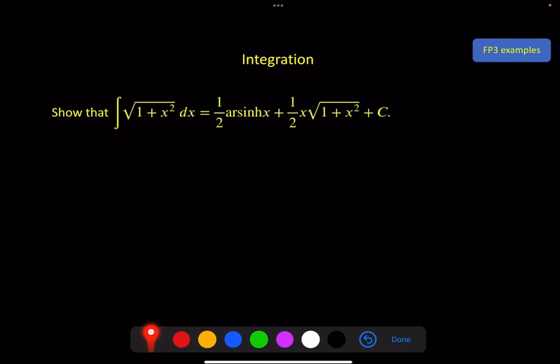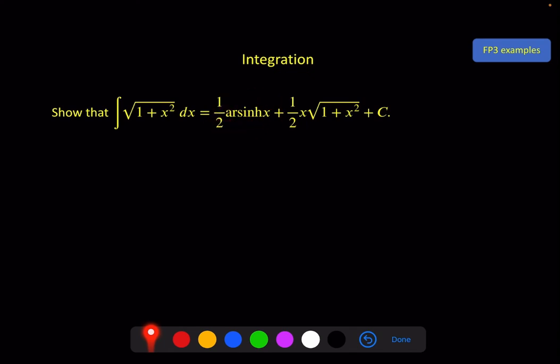So a couple of more complicated examples to finish. This is a bit more complicated because we haven't got a simple result on the formula sheet that will do this for us. So we're going to have to use substitution. There is a clue in the question though. If arcsinh comes up in the answer, probably sinh is the way to go.